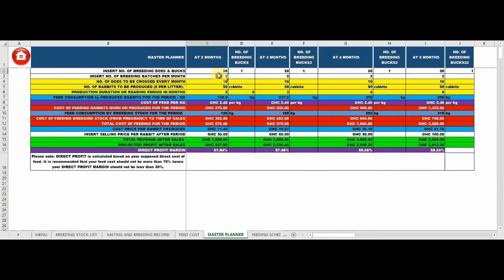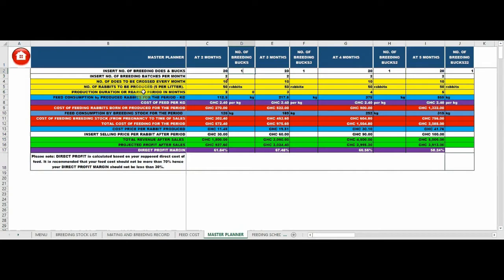Then I cross them in 2 batches. You can decide to do 3 batches, but I do them in 2. So you enter the batches here, then the number of breeding bucks, and the number of does to be crossed every month is automatically calculated. There are 10 does you'll be crossing every month, and your target here, I've made it 5 per litter, is 50 rabbits. On average, you're supposed to expect about 50 rabbits.